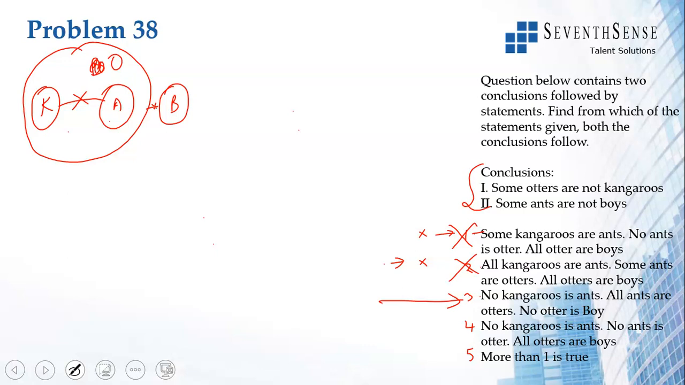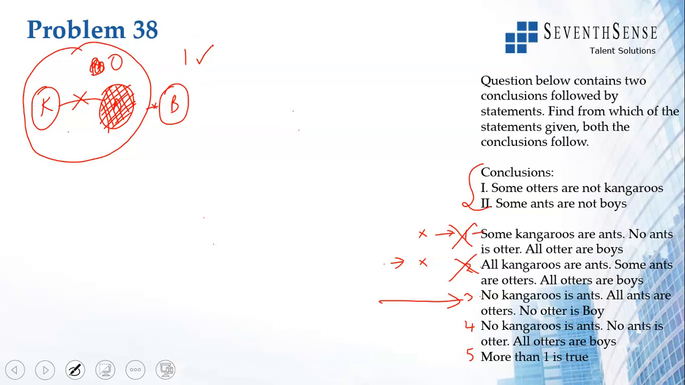Correct? So this otter, which is here, will not be kangaroos because there is no overlap between kangaroo and ants. And so otter, these are also otters, right? Which I have shaded now. These are also otters. Those otters can never be kangaroos. Hence, first option is correct. First conclusion is correct.